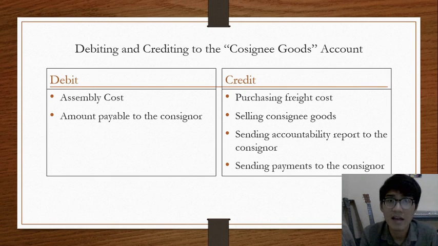The debiting and crediting to this account is as we can see on the table. On the debit, we put assembly cost and amount payable to the consignor, and on the credit, we put purchasing freight cost, selling consigned goods, consignee goods, sending accountability report to the consignor, and sending payments to the consignor.